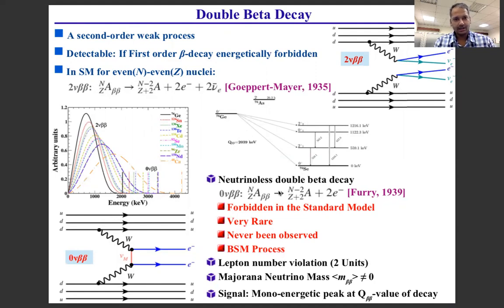But double beta decay also leads us to a physics-wise challenging and fruitful channel, which is called neutrinoless double beta decay. It is forbidden in the standard model because in this process the electron number is violated by 2 units, and it is very rare. It has never been observed. It is a beyond-standard-model process, and it provides the nature of the neutrino: if it were observed, the neutrino would be Majorana in nature, and it provides the Majorana neutrino mass. The signature of this process would be a monoenergetic peak at the Q value of the decay.